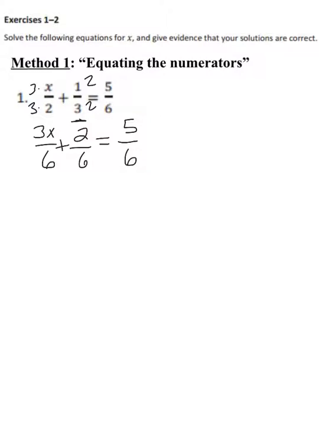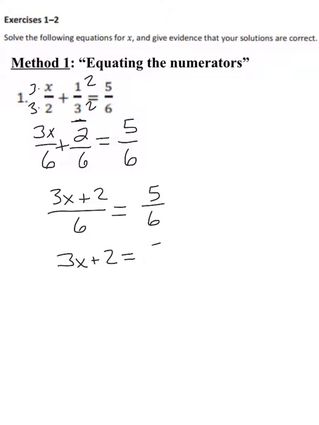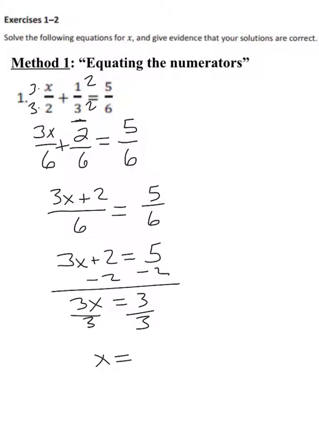Once I do that with that method, I'm ready to start combining here. So I get a 3x plus 2, and combine these two on the left side, all over 6, equals the right side, 5 over 6. If I have a common denominator on both sides, all I have to do is set the tops equal to each other. So I get 3x plus 2 equals 5. Then all I've got to do is basic algebra, which you guys love, piece of cake: 3x equals 3. Divide by 3, and x turns out to be 1.